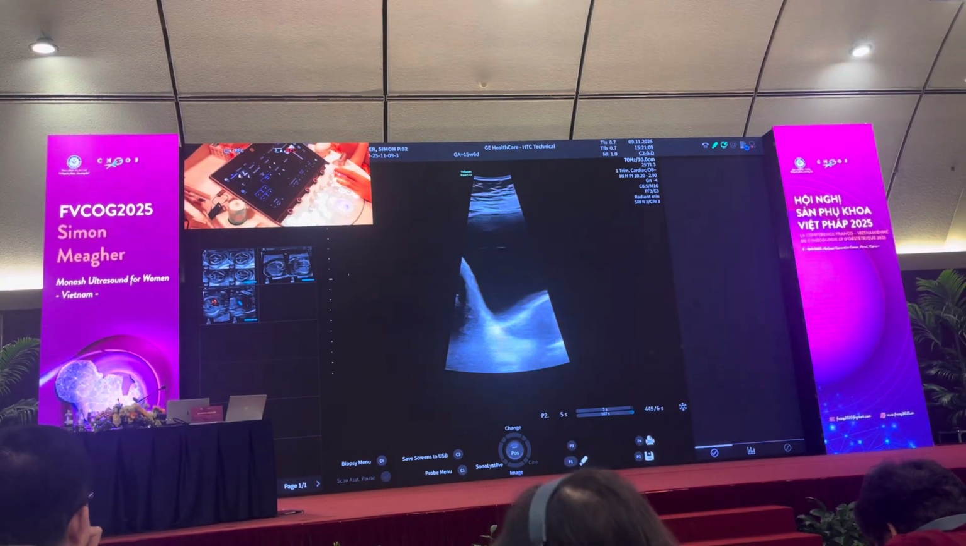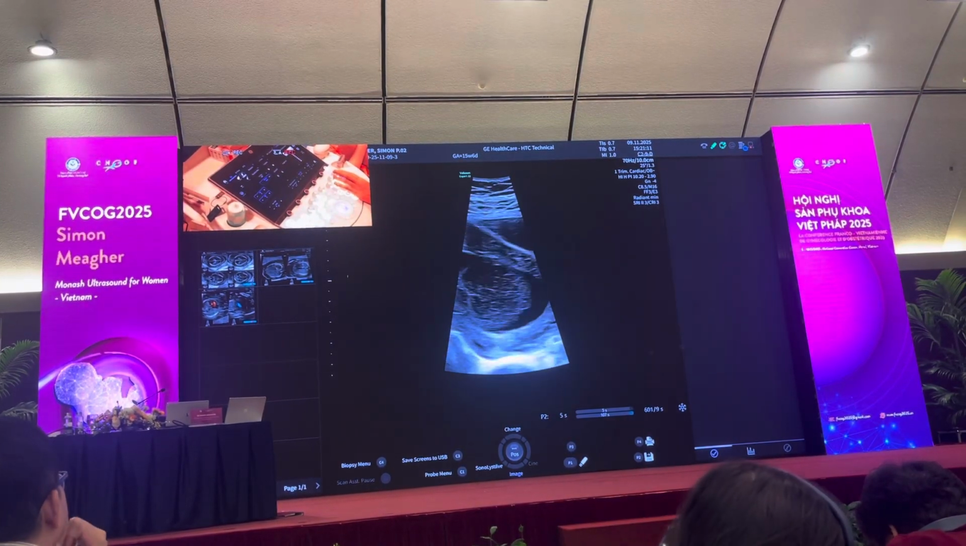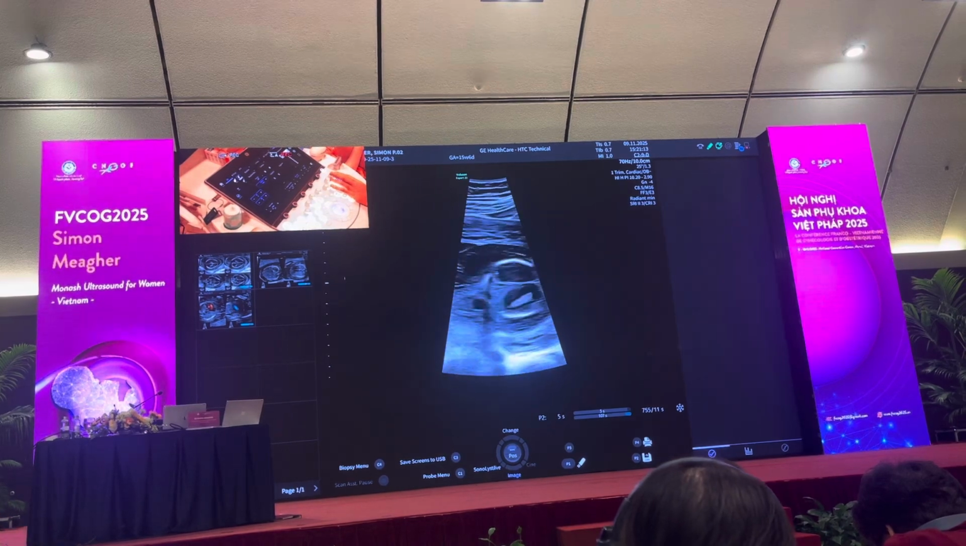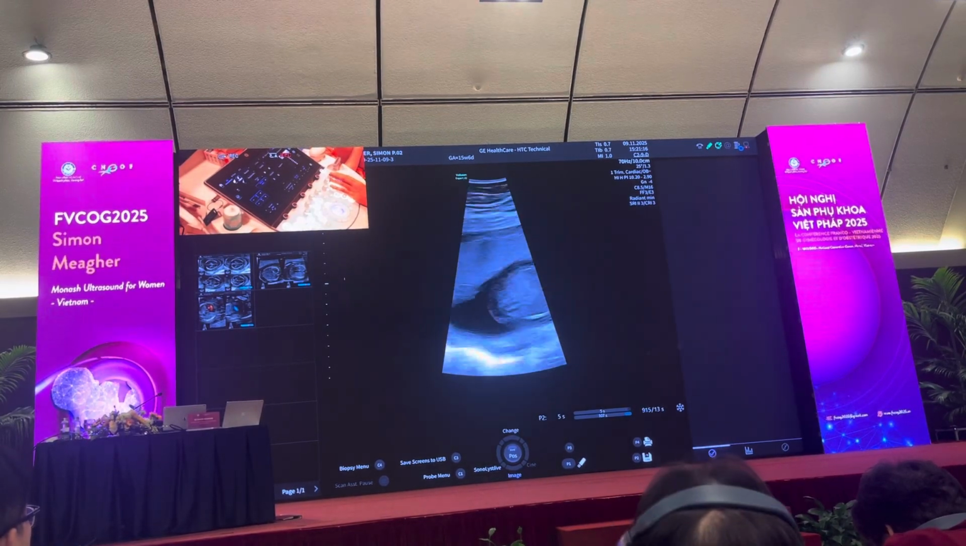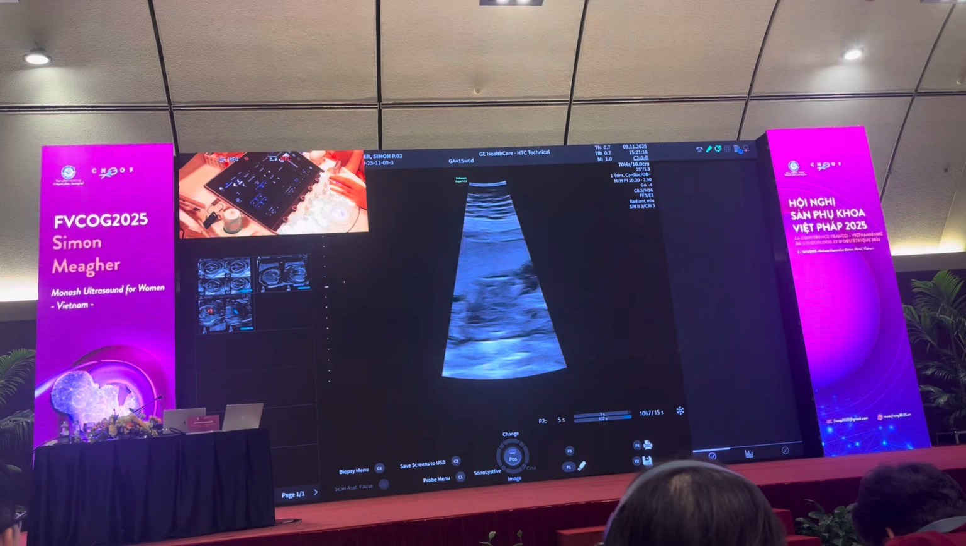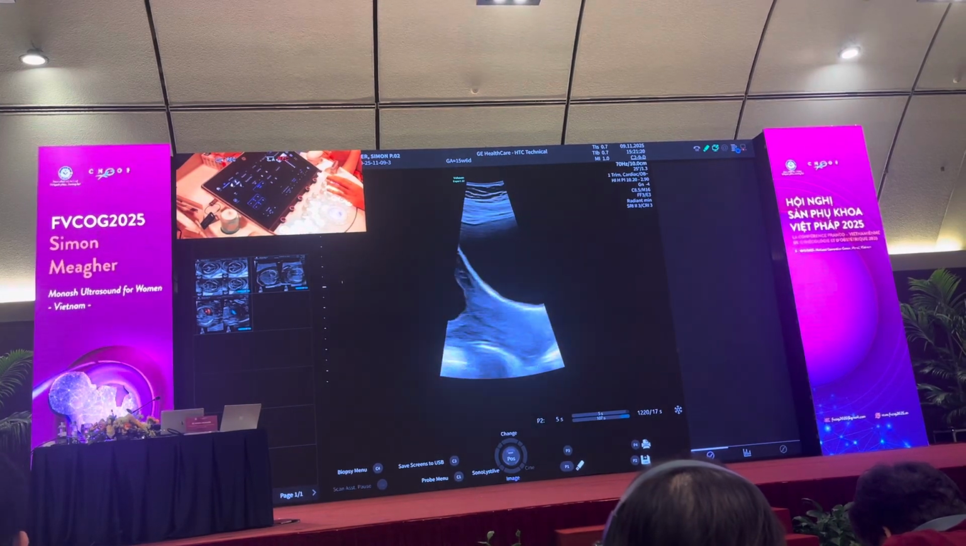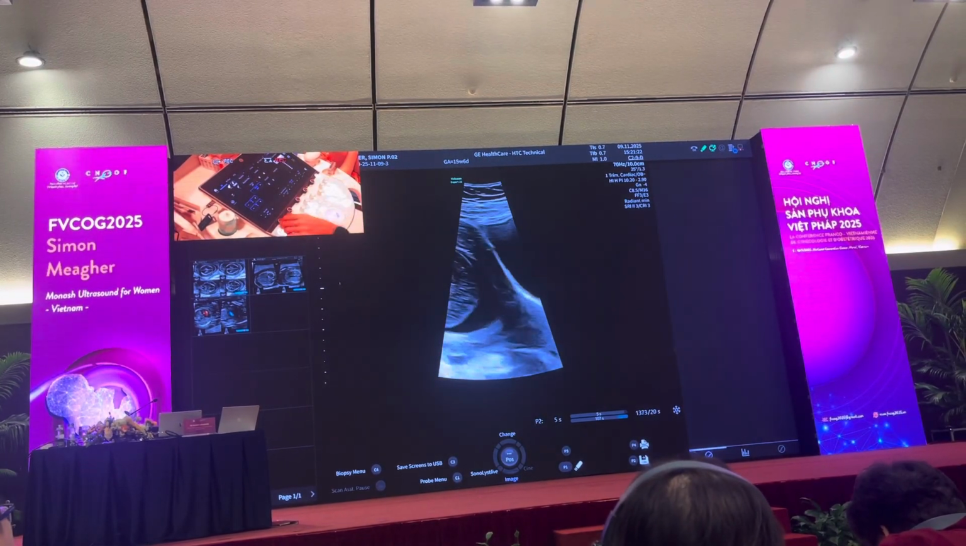The other thing is to consider the baby's position, and always consider doing a vaginal scan, but this baby is a breech presentation, so that's not going to work. And the other thing is the bladder is very full, so you could get her to empty her bladder.